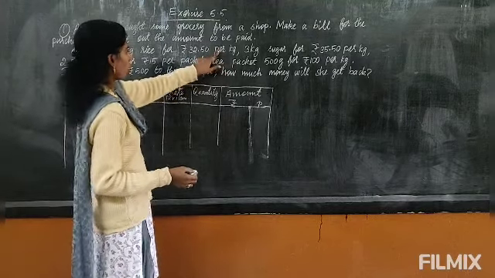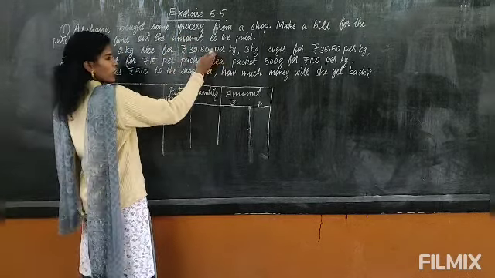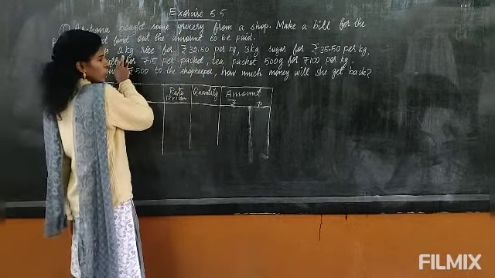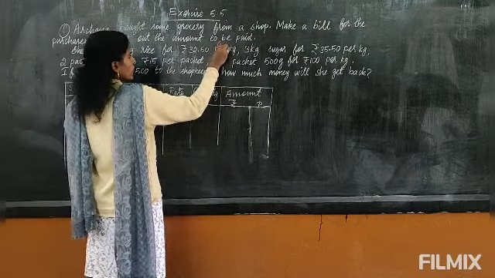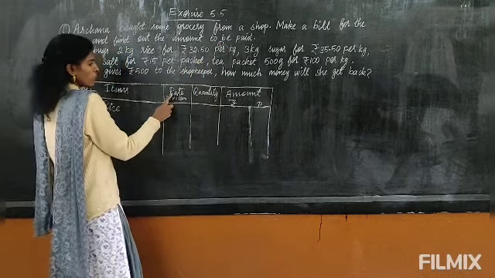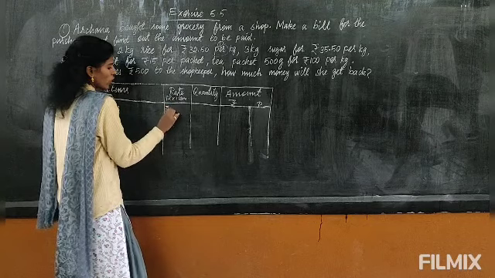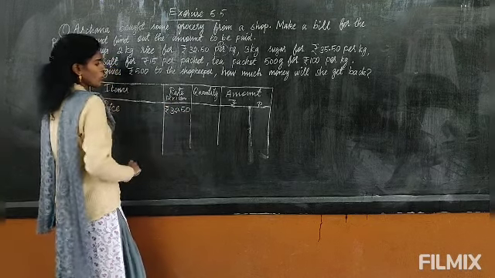Per means 1. So 1 kg. This is the price of 1 kg. If per is not given, then it will be the price of 2 kg. Since it is given per, that means it is for 1 kg. 1 kg of rice is 32 rupees 50 paise. So this is the price per kg, the rate. So here we have to write the price of 1 kg, that is 32 rupees 50 paise.